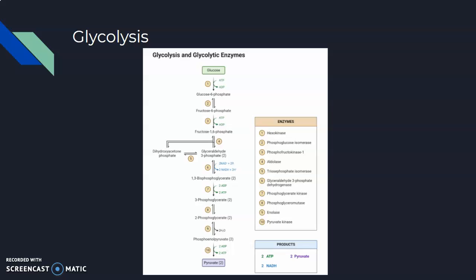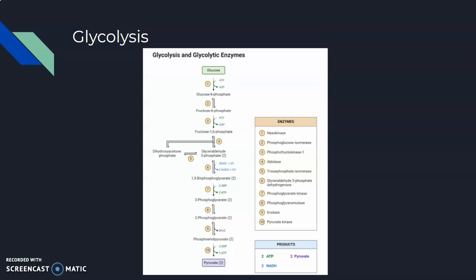Then the next time we see it happening is here in step 3, where we see fructose 6-phosphate go to fructose 1,6-bisphosphate, and that's done through phosphofructokinase. Again, being a kinase, it will catalyze that transfer of the phosphoryl group of ATP. So again, we see a consumption of ATP.